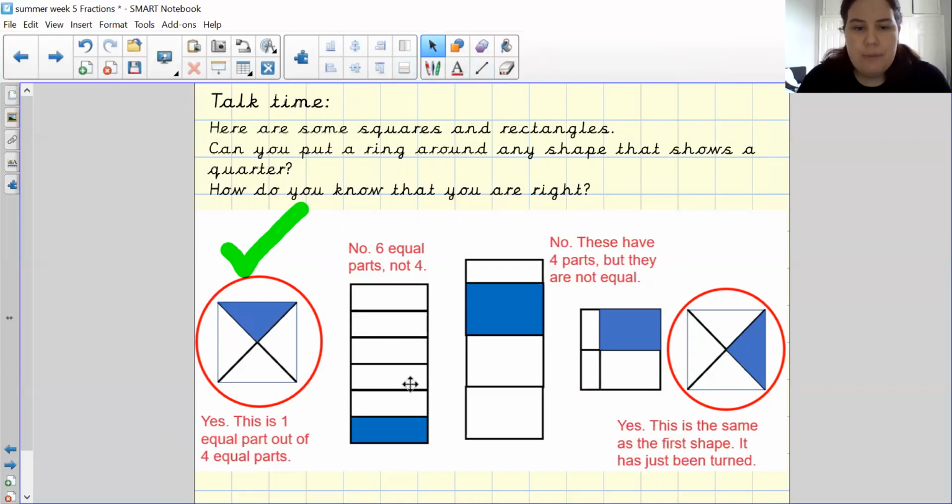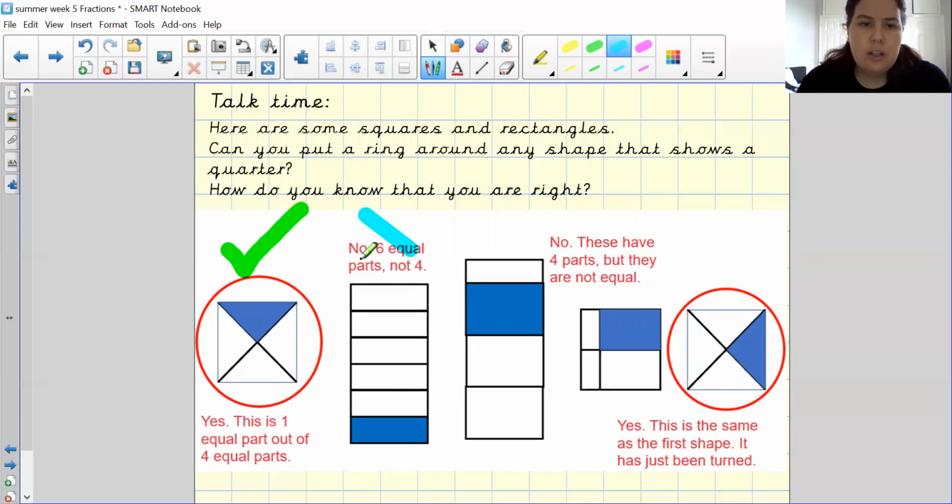1, 2, 3, 4, 5, 6. What do we know about quarters? Well done. Quarters are always in fours. Well, if it's 6, then that is impossible, and it is not in quarters. Let's look at the next one. 1, 2, 3, 4. It's in 4 pieces. Fantastic.